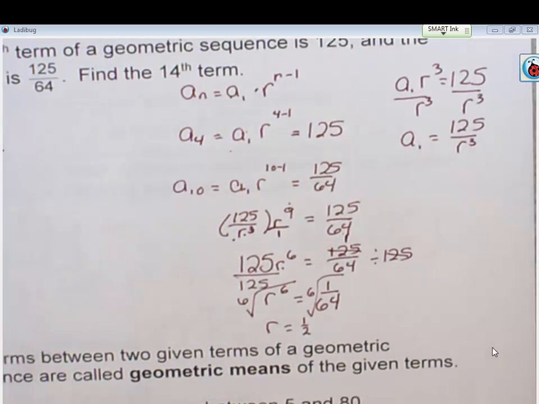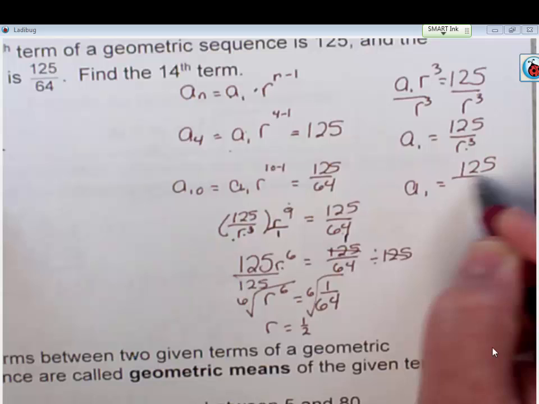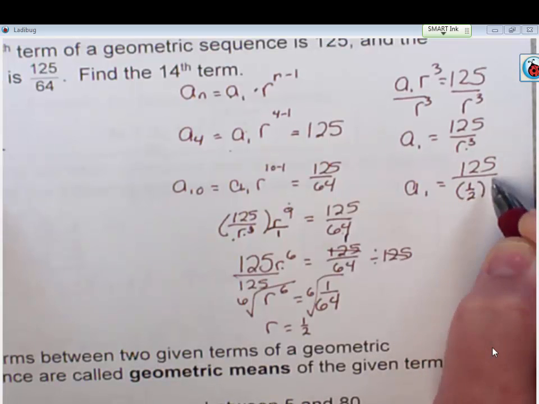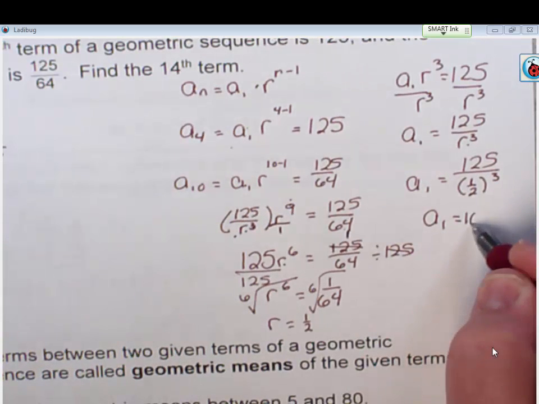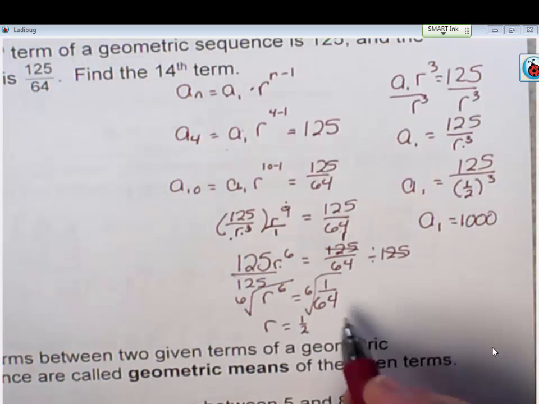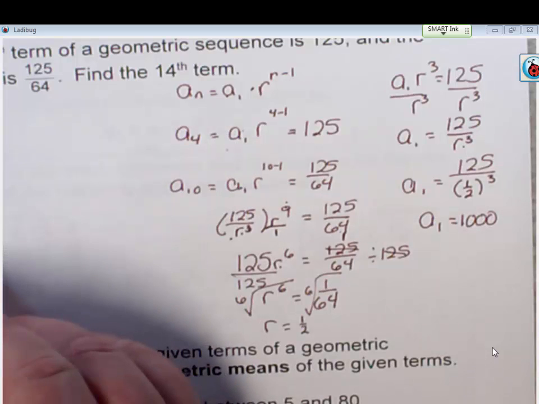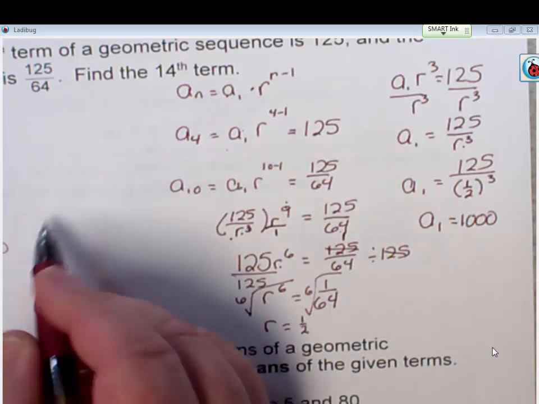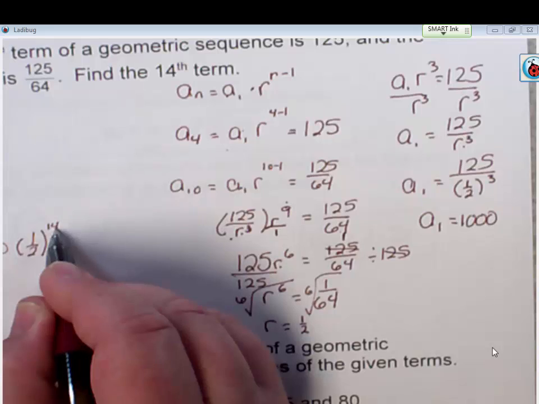So now we can go back up here where we had r to the third and substitute in our 1/2, and we can find out that A1 is actually 1,000. Now that we have those two pieces of information, we have the R value and the A1 value, we can come back and figure out what A sub 14 is, because we know it's going to be A1, which is 1,000, times R, which is 1/2, to the 14 minus 1.